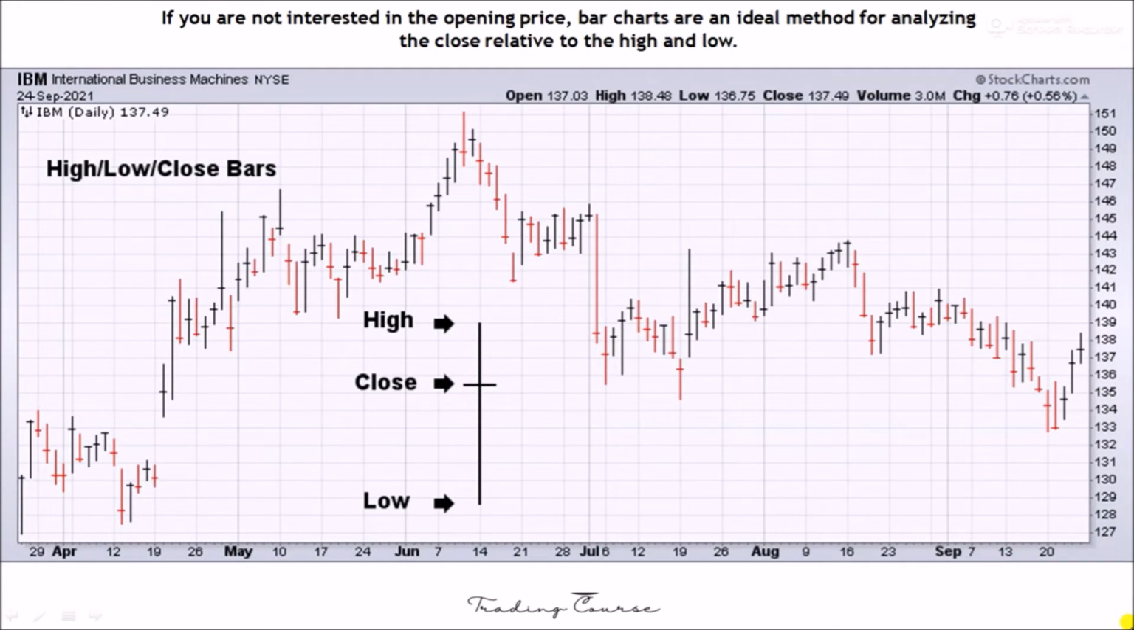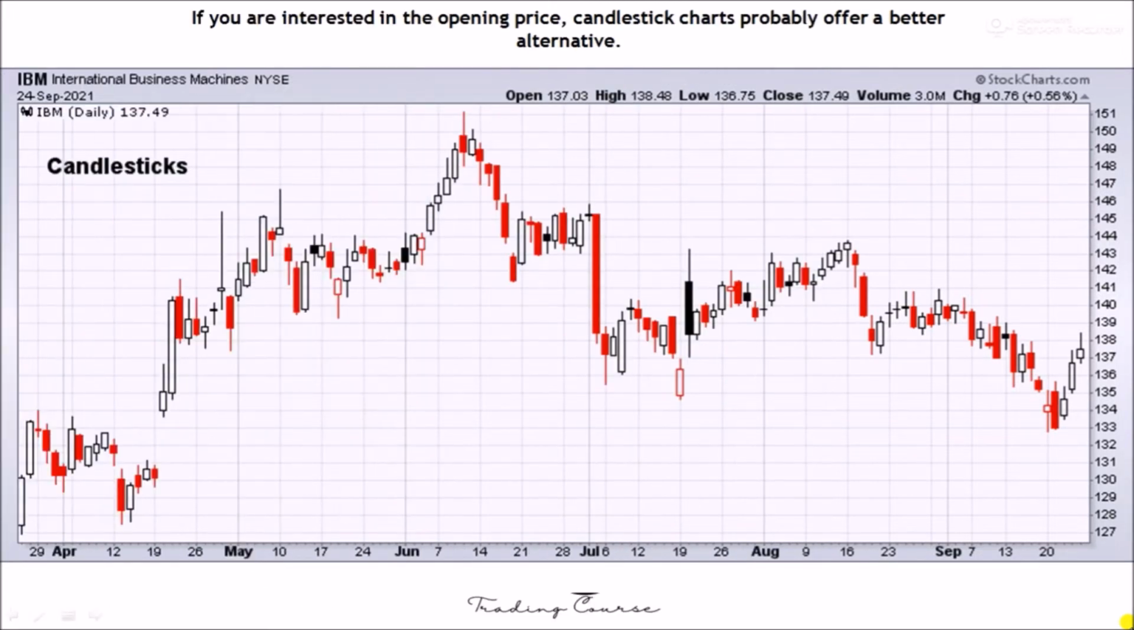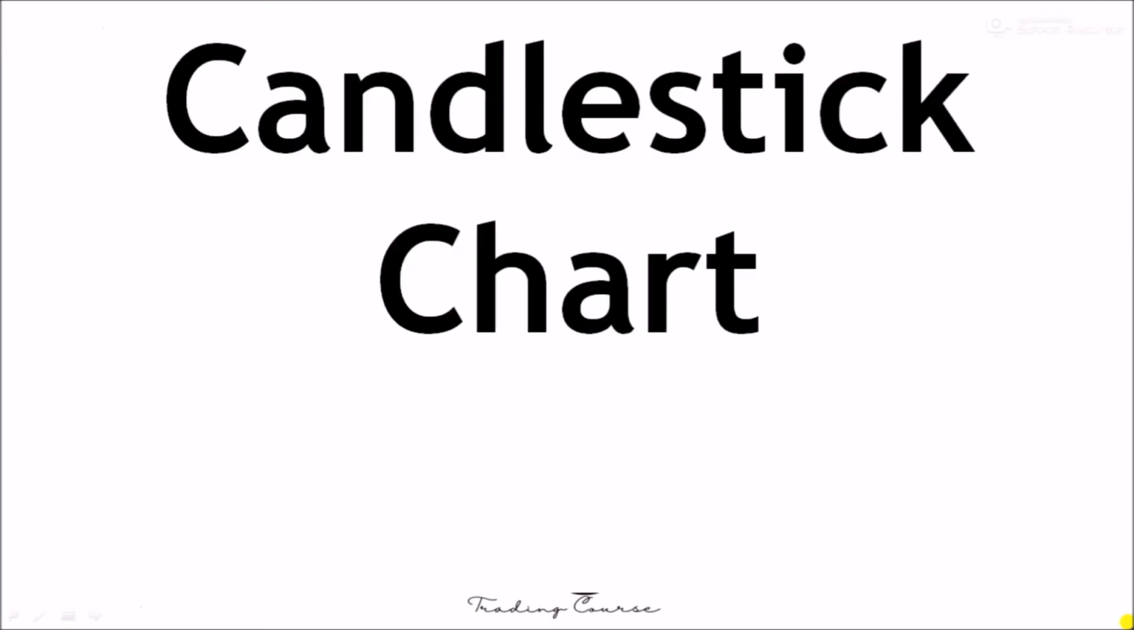If you are not interested in the opening price, bar charts are an ideal method for analyzing the close relative to the high and low. In addition, bar charts that include the open will tend to become cluttered more quickly. If you are interested in the opening price, candlestick charts probably offer a better alternative.